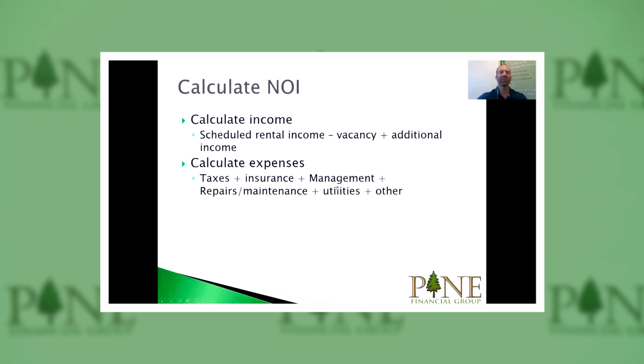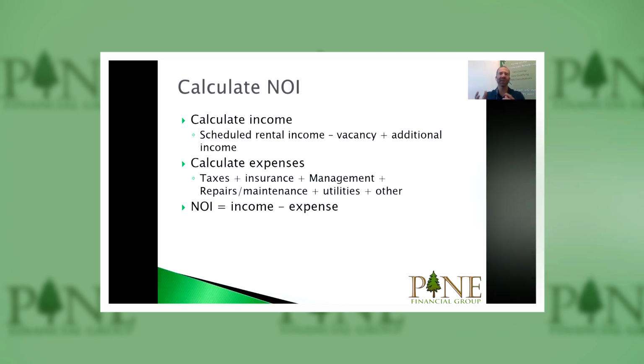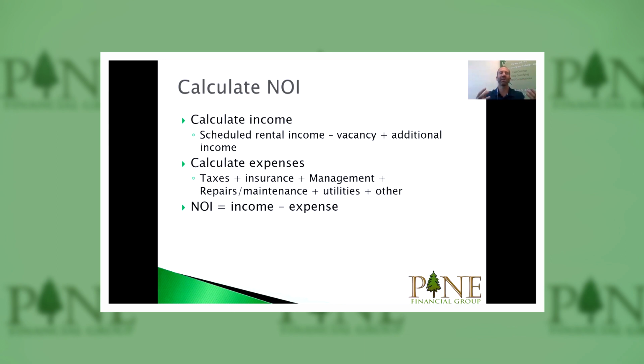So the first thing you have to do when you're calculating either one of these is to come up with your NOI, which is your net operating income. It's pretty simple. It's just your income minus your expenses. So when you're looking at a piece of property, what you're going to do is calculate your income. So that's your gross scheduled income. That's going to be what you expect to get for rent per month multiplied by 12.